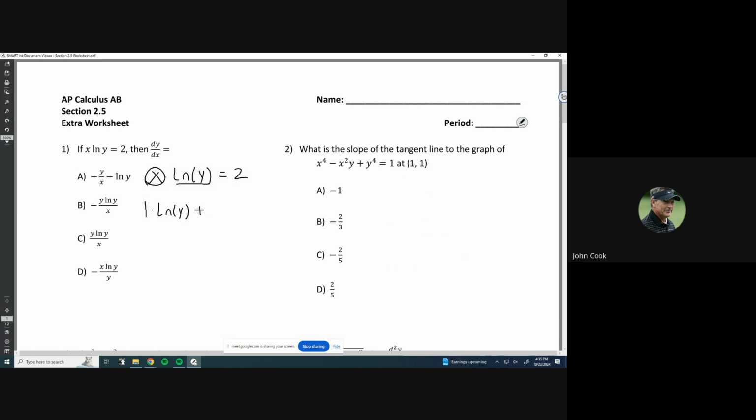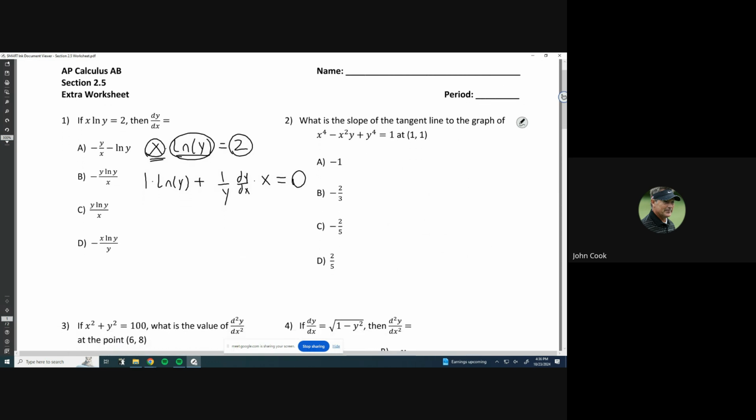Then plus, I take the derivative of the other function. Natural log of y's derivative is 1 over y. But when you take the derivative of y, since there are two variables here, you need to write dy dx next to it, okay? And then times the other part, and I don't take the derivative of that, so this is x. Now, when I take the derivative of 2, it's just a constant, and the derivative of a constant is always going to be 0. So that doesn't change. So that's the big change. When you take the derivative of the y part, you just write dy dx next to it, or multiply by dy dx.